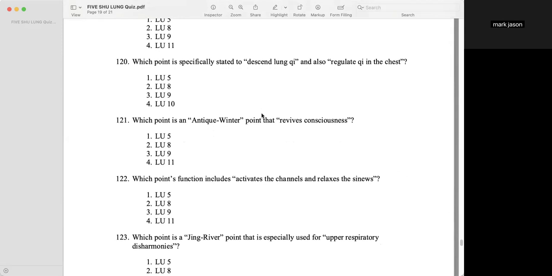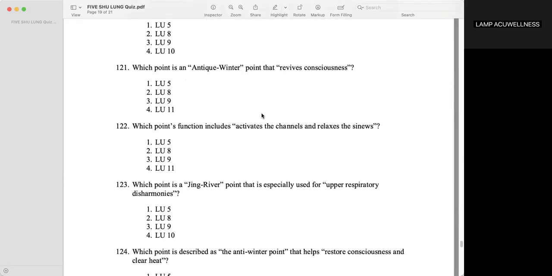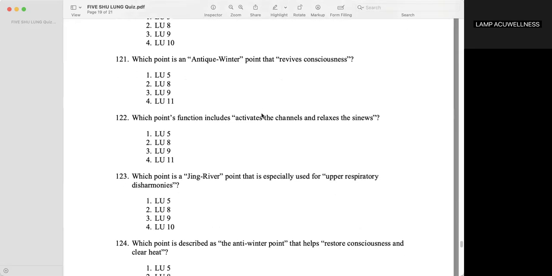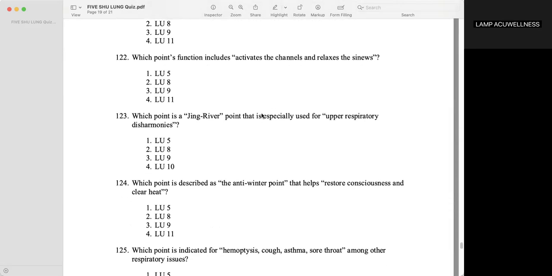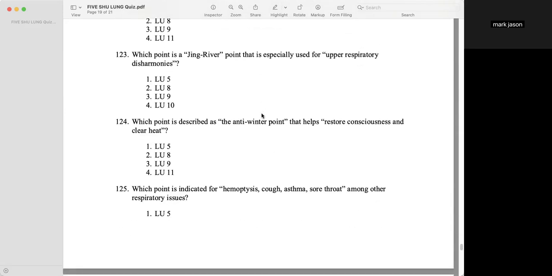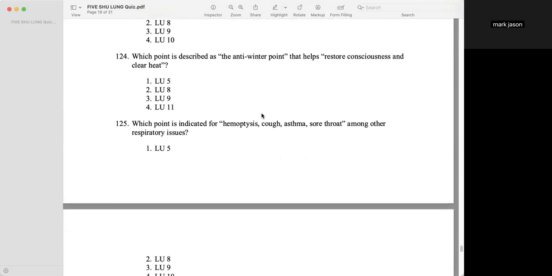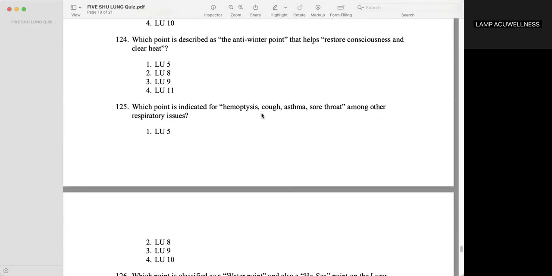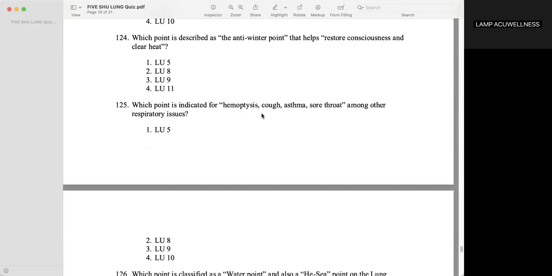Which point is specifically stated to descend lung qi and also regulate qi in the chest? Lung 8. Which point is an antique winter point that revives consciousness? Lung 11. Which point's function includes activating the channels and relaxing the sinews? Lung 5. Which point is a Jing-River point that is specially used for upper respiratory disharmonies? Lung 8. Which point is described as the antique winter point that helps restore consciousness and clear heat?